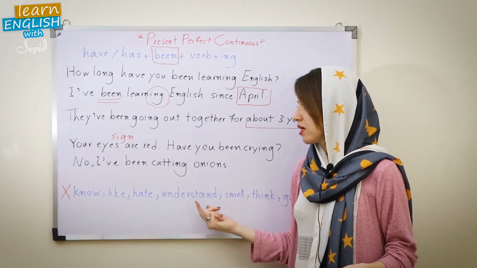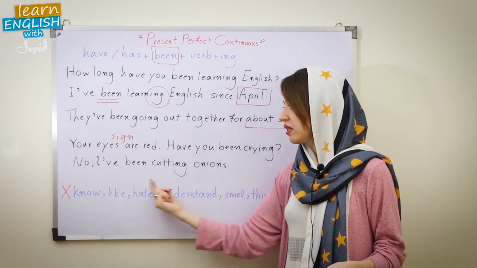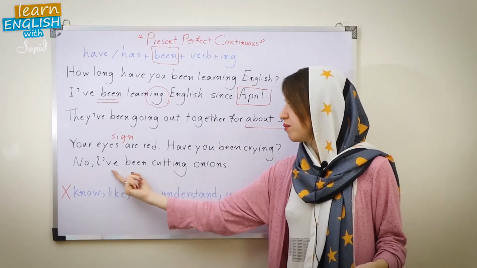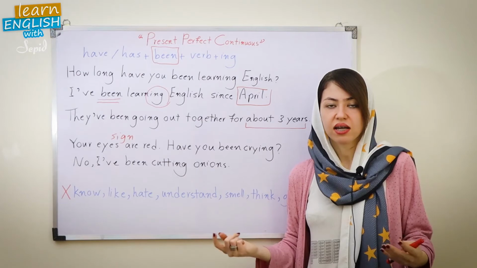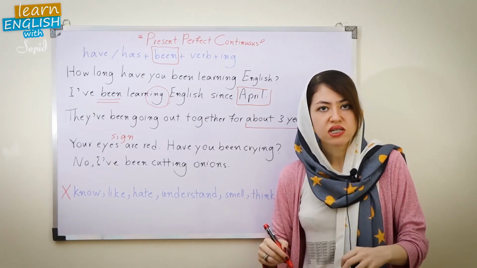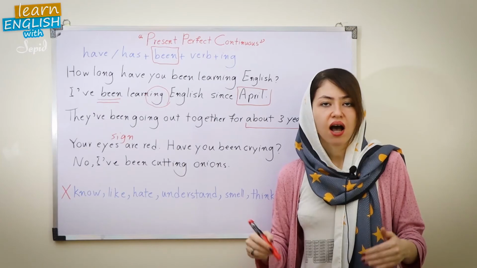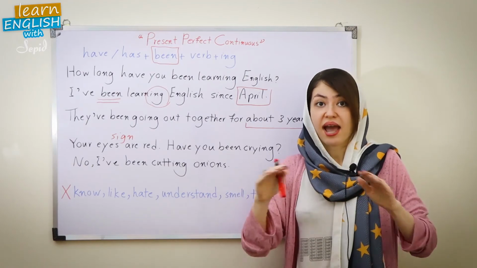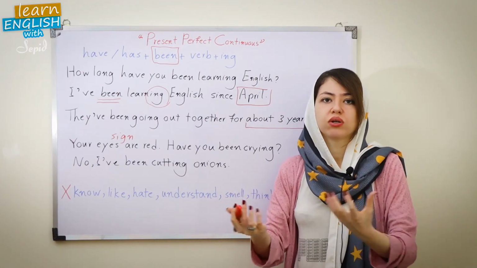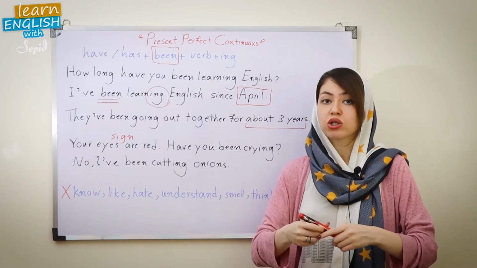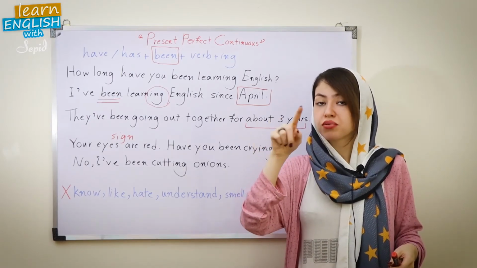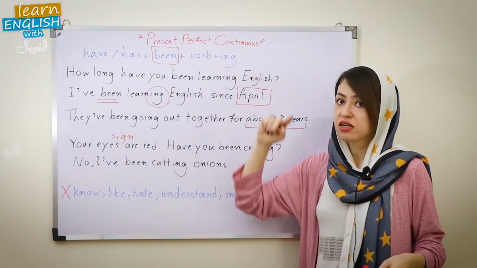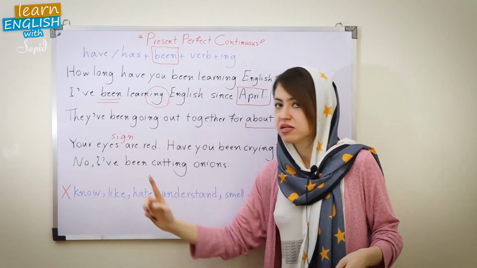And if we want to talk about the result of an action, I've been crying, or I've been cutting onions, and if I want to notice the result, I would say, I have cut the onions. So this is the result, not the sign, nor the action. I would just show the result of that. If you want to talk about the result, simple present perfect. If you want to talk about the action, you would use present perfect continuous, which is based on a sign.